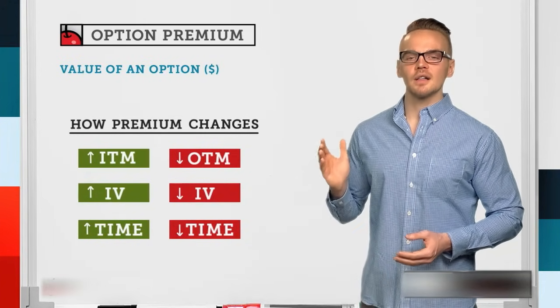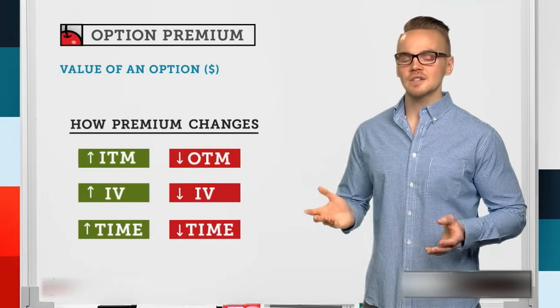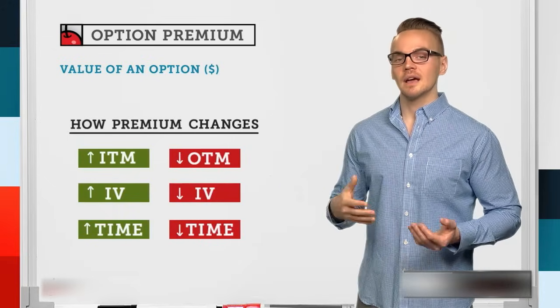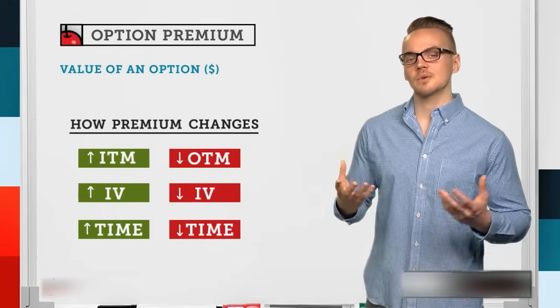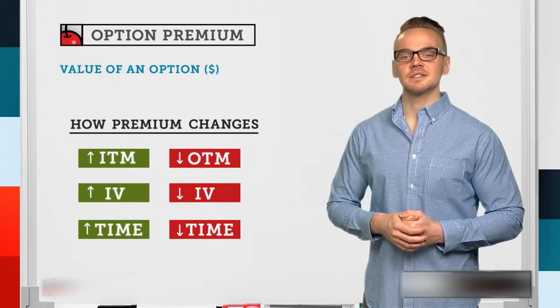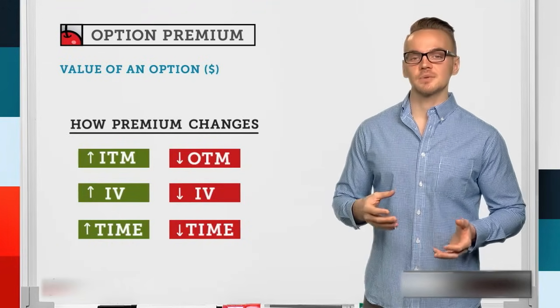So if I've got a call at 110 and my stock price is at 100 at expiration, I could just buy the shares at 100 in the market as opposed to buying them at 110, and therefore my call option at 110 is going to be worthless. Secondly, if implied volatility is decreasing, that essentially means that the option premium is decreasing as well.